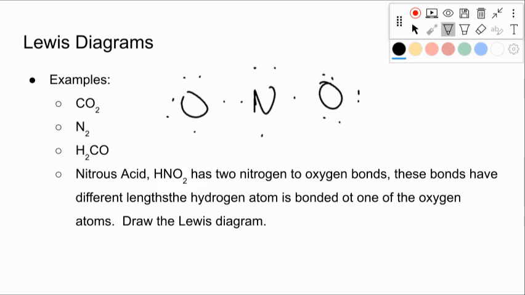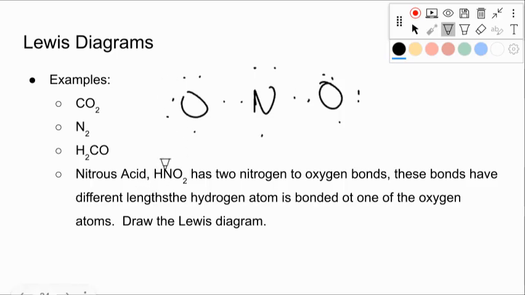It tells me that the 2 nitrogen to oxygen bonds are going to be different lengths. Whoops, I put too many dots here. It says these 2 are going to be different lengths, which means that one is going to be single and one is going to be a double.